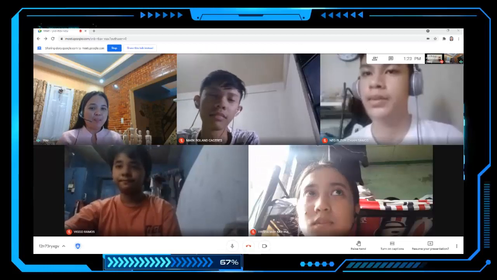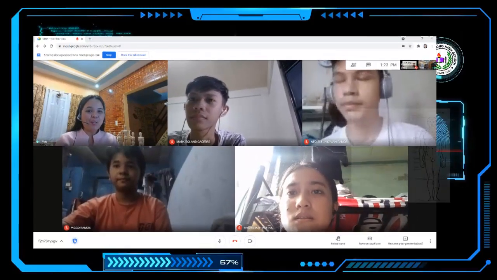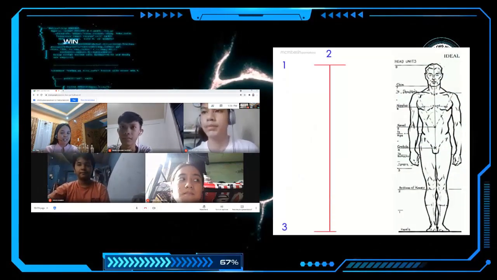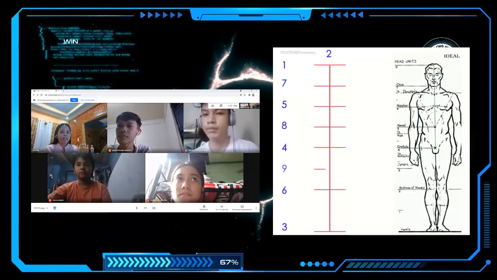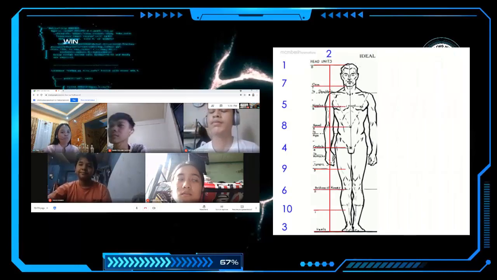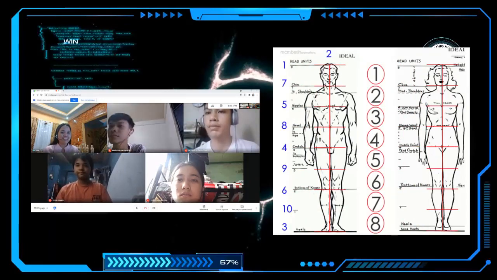In today's topic, we will discuss how to draw the human figure. Drawing the human figure requires not only artistic skills, but knowledge and comprehension with math and proportion. If you are having difficulty drawing a human figure, do not give up. There are ways to improve your drawings. All you have to do is to find the right technique and draw it correctly.